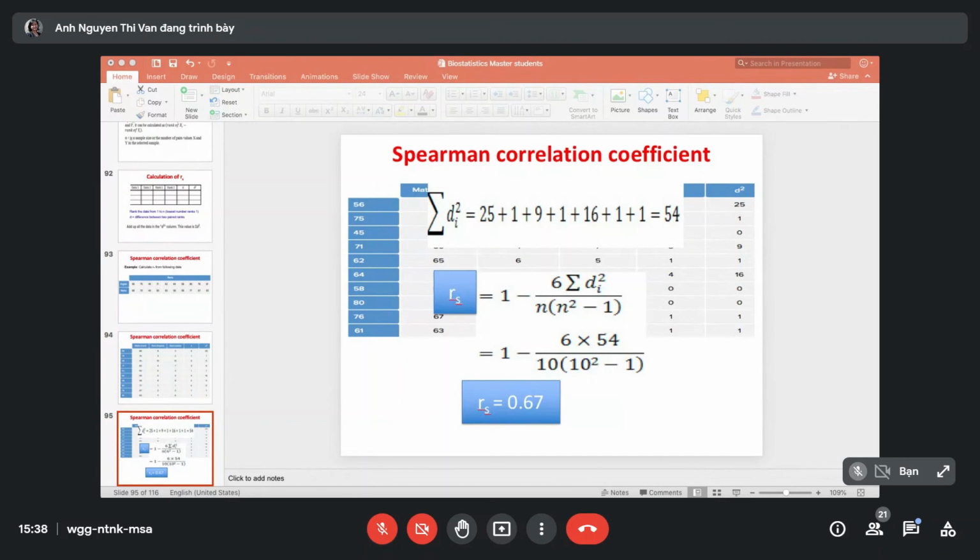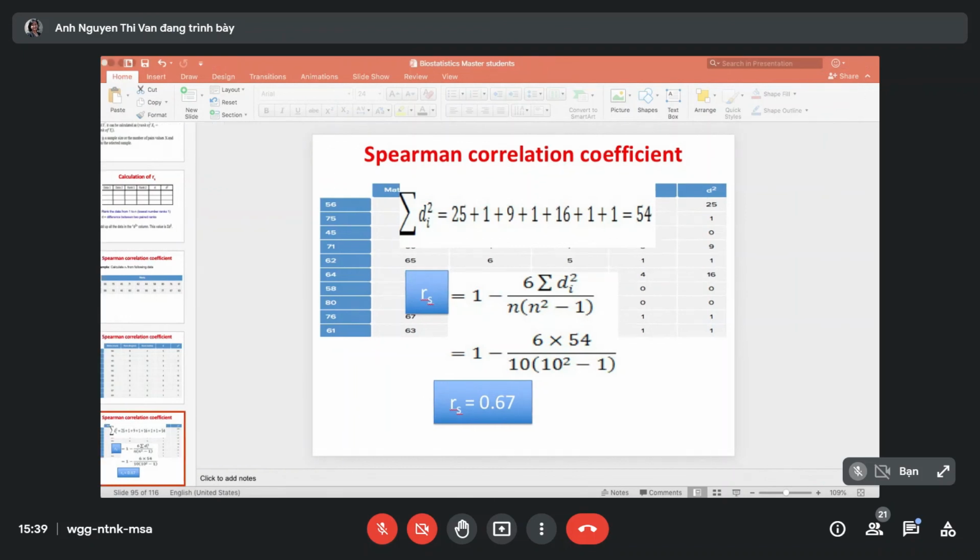Okay. How about the relationship? Did you talk about the relationship? In the Pearson test, the correlation between variables is linear. It's linear correlation. But in the Spearman correlation test, the relationship is a monotonic relationship. Yeah. Okay. Yes.